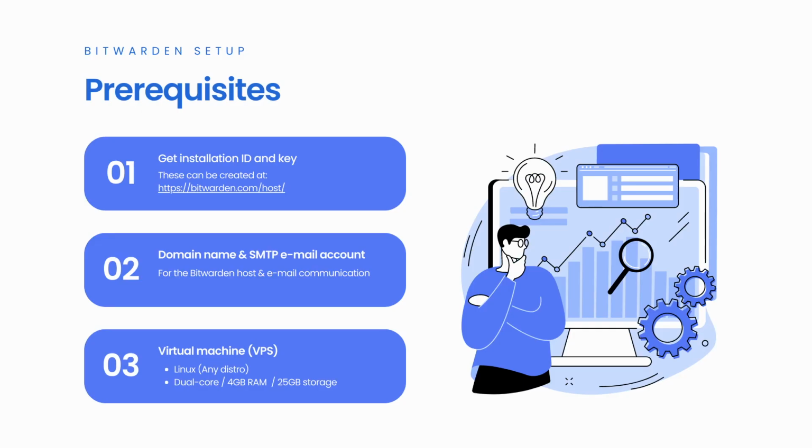So what will you need to set this up? Well, first of all, you're going to need to get an installation ID and key, and these can be created at bitwarden.com/host. And also you're going to need a domain name and an SMTP email account. And this is going to be for the Bitwarden host and email communication.